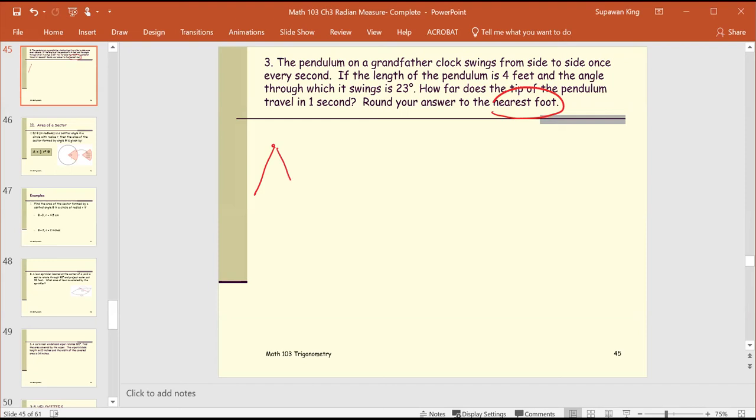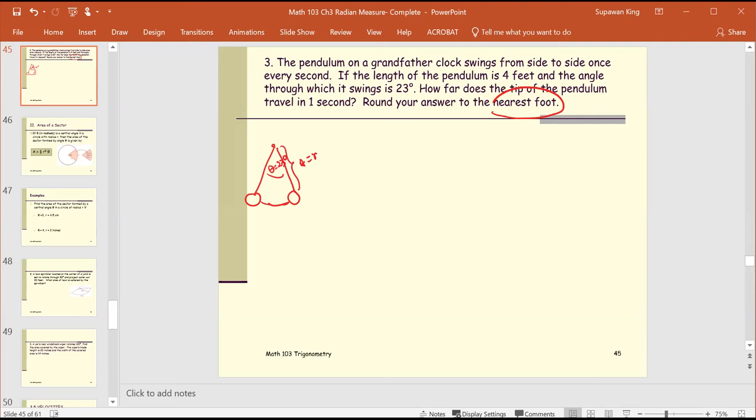Let's draw the figure. The pendulum goes side to side, from the left to the right, once every second. The length of the pendulum is 4 feet. That would be the radius, or r. And the angle through which it swings is 23 degrees.